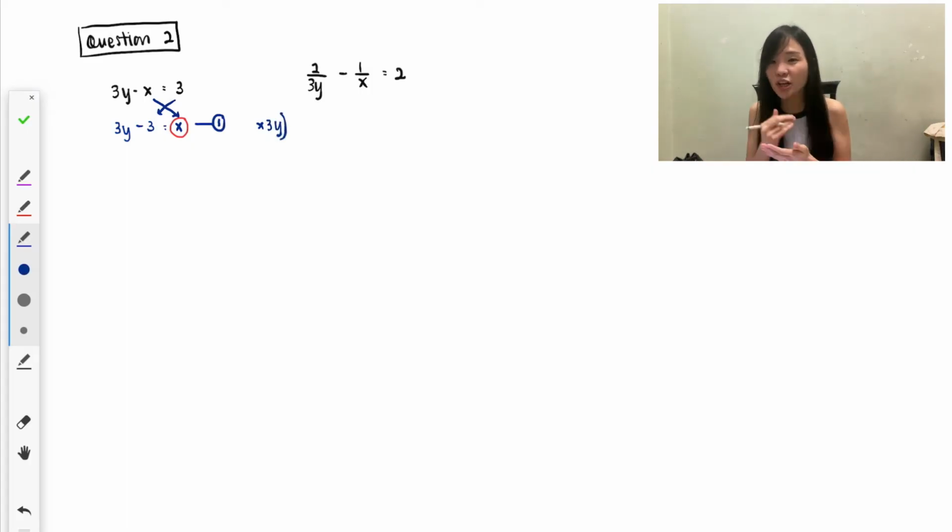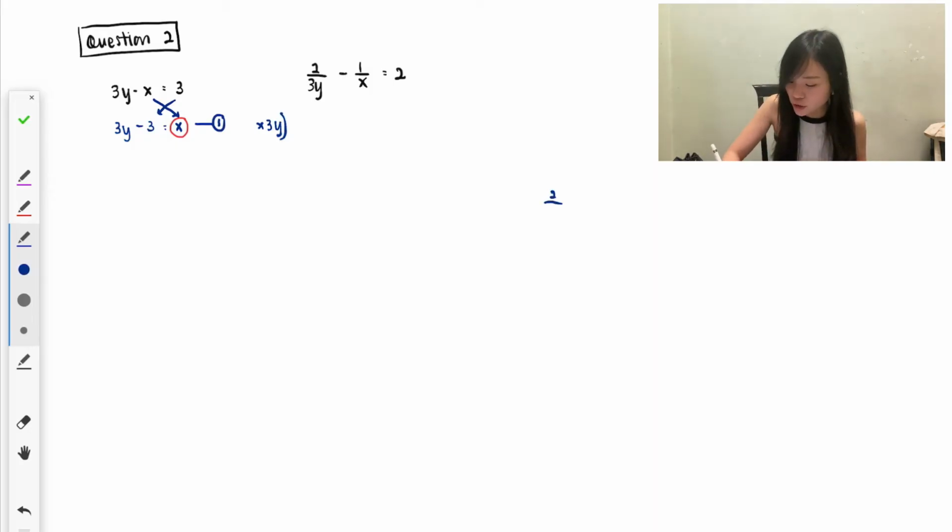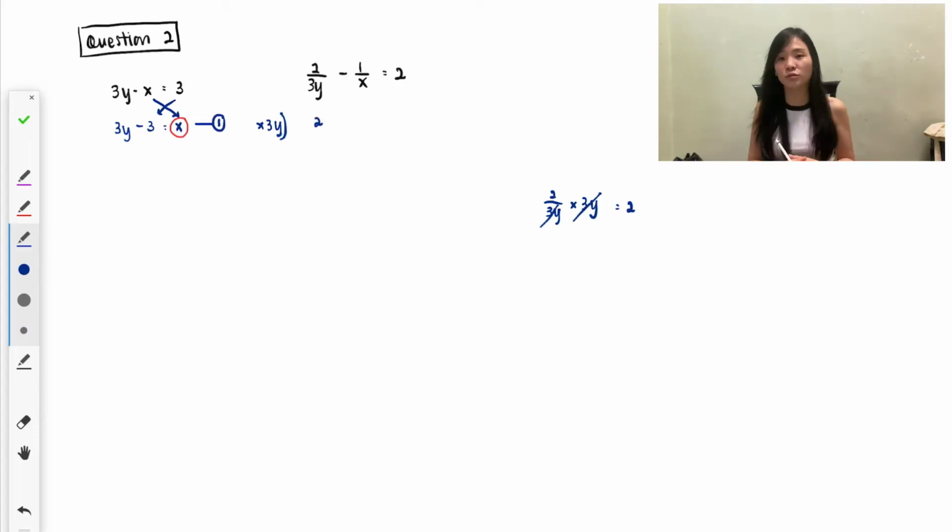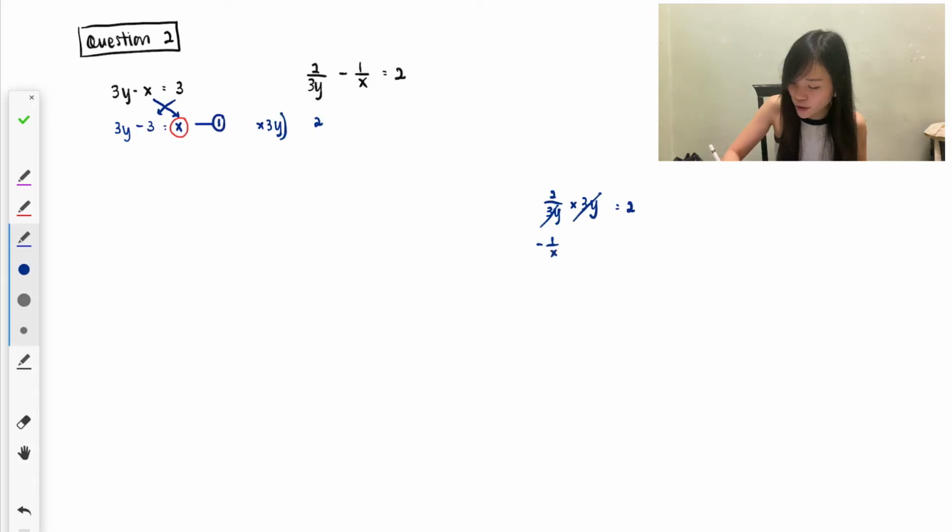Why will I do that? Because if I use times 3y, I will successfully make the 3y disappear. Let me show you how. Do you guys realize 2 over 3y, now I will times 3y. Do you realize 3y and 3y cut, I will only be left with a 2, isn't it? After I times 3y, the denominator disappeared. Let me show you the next one. Negative 1 over x, how about that if I times 3y?